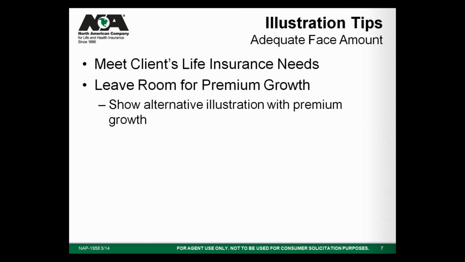The second bullet point there says leave room for premium growth. Sometimes when we're selling these IULs, there may be money, as we get older, we hope we have more disposable income to put away for retirement or things of that nature. If we're running these illustrations at minimum death benefit for max cash value, a lot of times there's not a lot of extra room in there for additional premium. So how do we get around that?